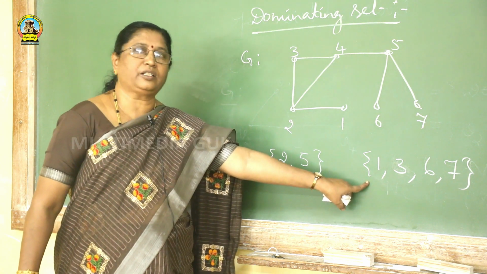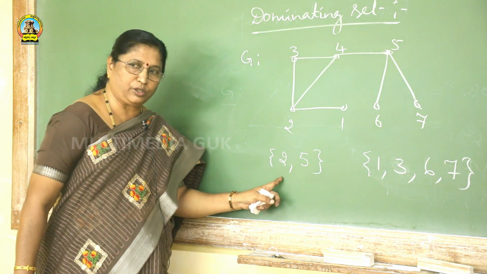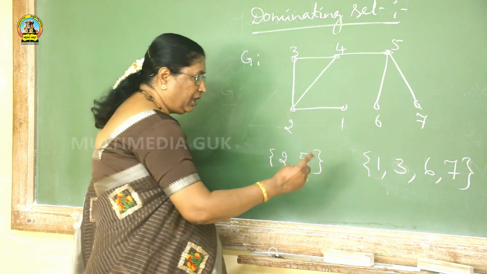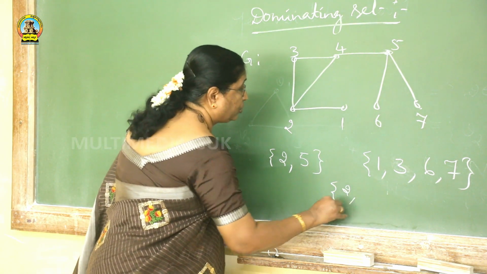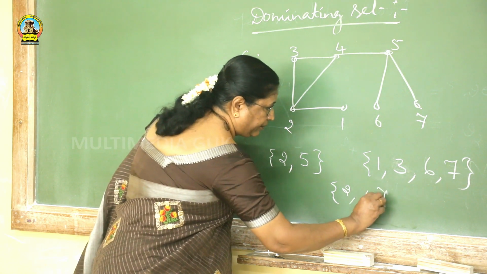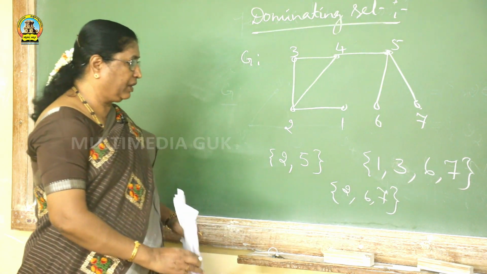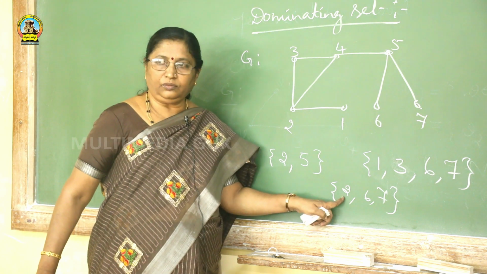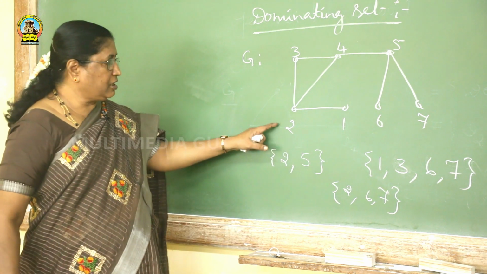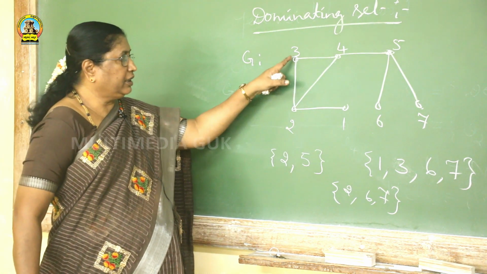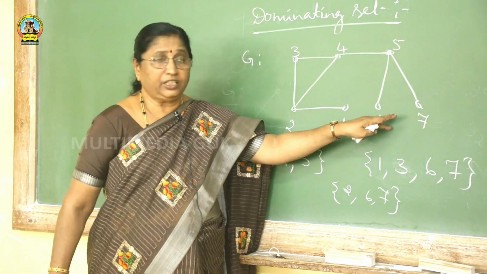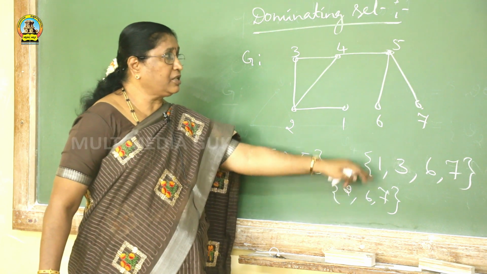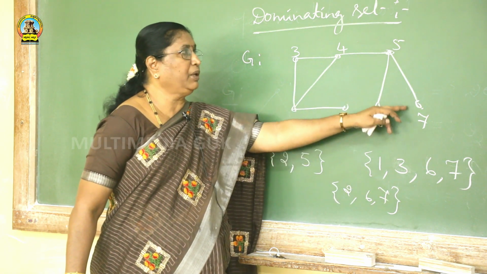This is also called a dominating set. The first one is also called a dominating set. Similarly, you can also see here another example 2, 6, 7. Look at 2. The vertex number 2 is dominating 1, 3, 4. And what about the remaining ones? So for that you have to choose 6 is dominating 5, 7 is dominating 5.